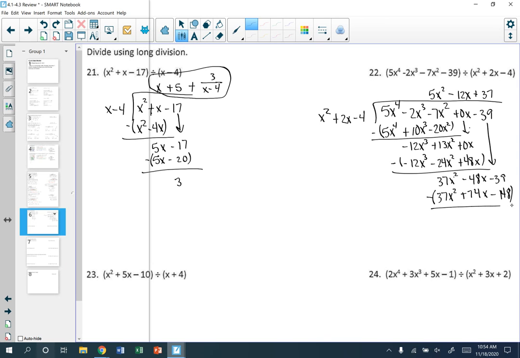Again, I subtract all of that. My 37x squared canceled, and I'm left with negative 122x because that 74 is, we're subtracting it. And then plus 109 because subtract a negative, we're adding. Okay, so now there's nothing more we can do with that, so we can go ahead and add that as our remainder. So plus negative 122x plus 109, sorry, that got kind of tight up there, over x squared plus 2x minus 4.